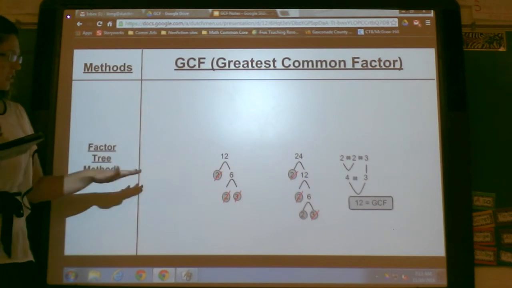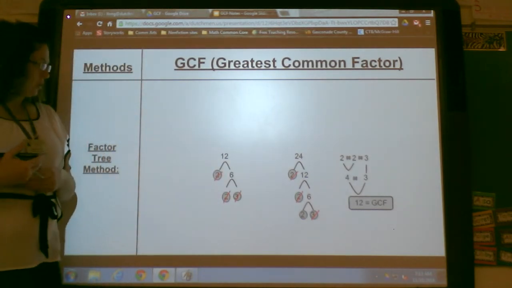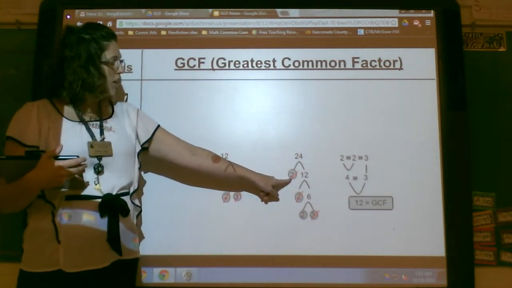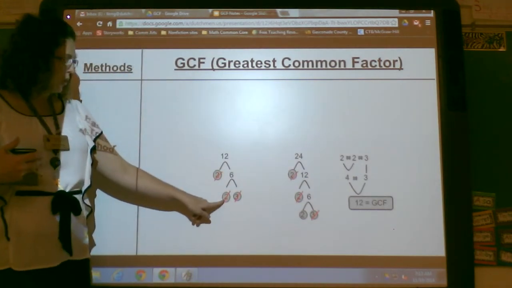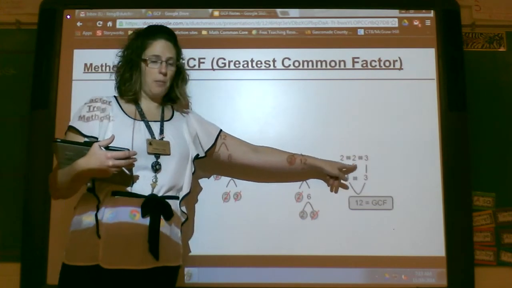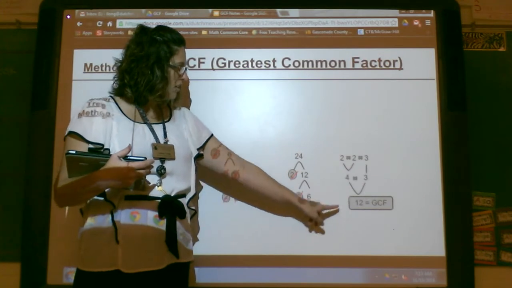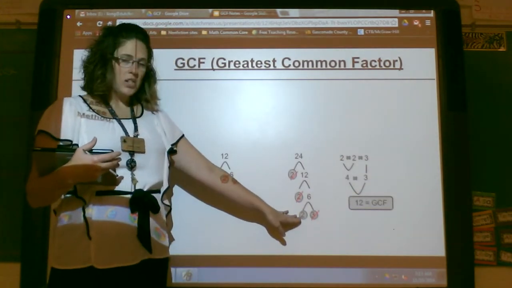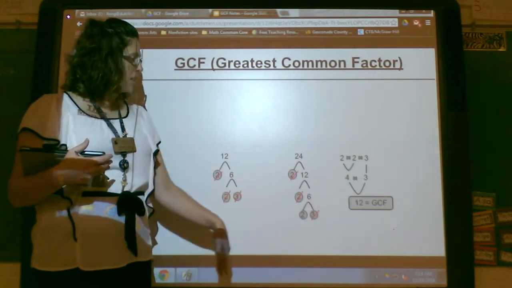Now, what you have to do with both of these is match up your prime numbers. So I have a 2 here, and I have a 2 here. That means they have a 2 in common. We have a 2 here, and a 2 here, and I have another 2 in common. And then I have a 3 and a 3, so that means that they have a 3 in common. This 2 is on its own. I have nothing else to match it up with, so we don't worry about it. Okay, we just leave it off.